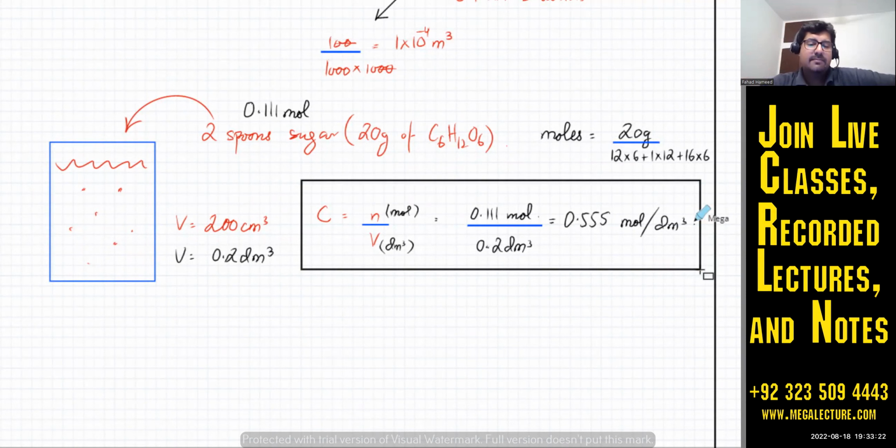Even if you want the concentration of tea at home, you can find it out. You add 2 spoons of sugar, so you weigh them. Once you weigh them, you can find the moles. You'll know the volume of the whole solution. You just divide the moles by the volume, and the volume must be in dm cube. You'll find that your concentration is 0.555 moles per decimeter cube. Is that clear? Is concentration clear?